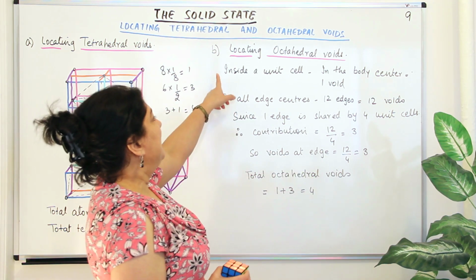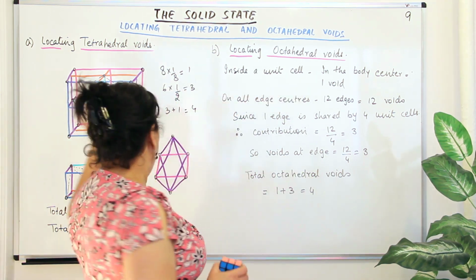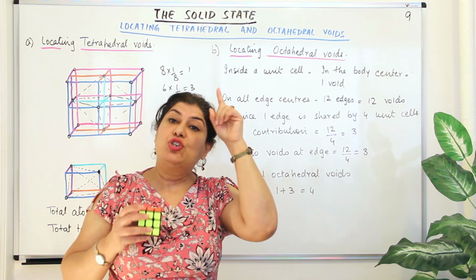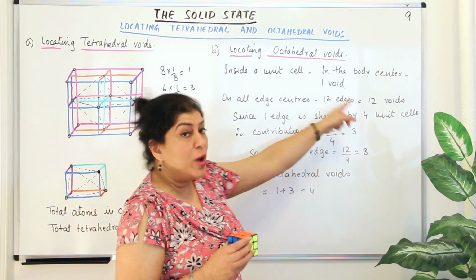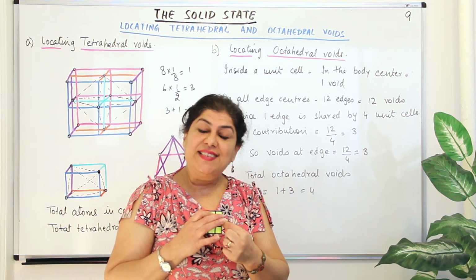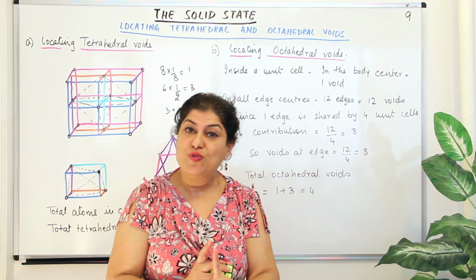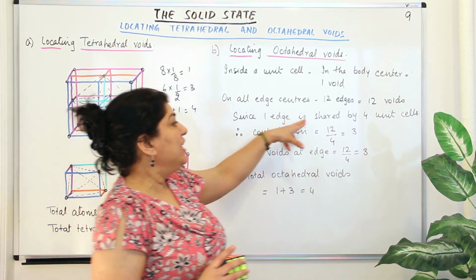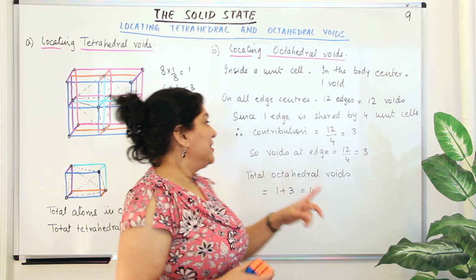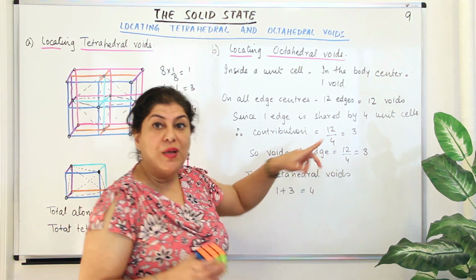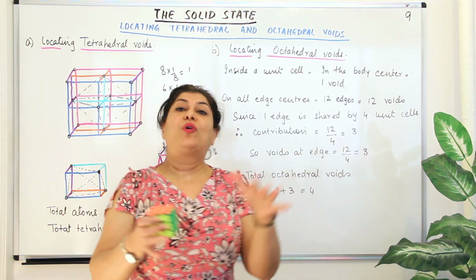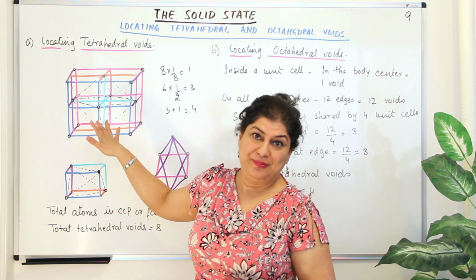So we say that inside a unit cell we have one octahedral void in the body center, and we have 12 edge centers and so 12 voids. All of them are octahedral. But since every void at the edge center is equally divided by 4 rooms, the contribution of each void would only be 1/4 in one room. So 12 edges divided by 4, you get only 3 voids for that unit cell.